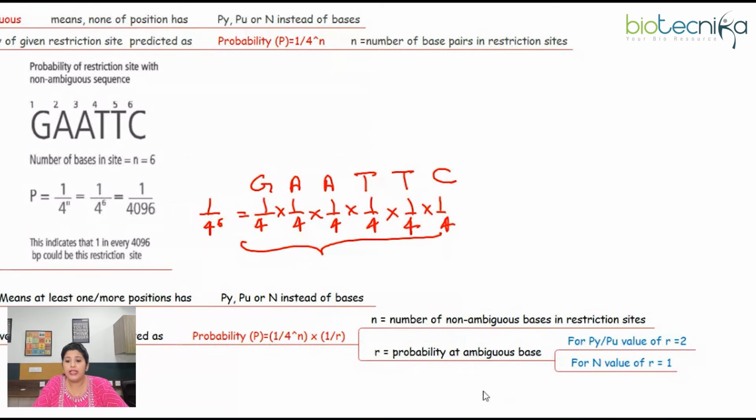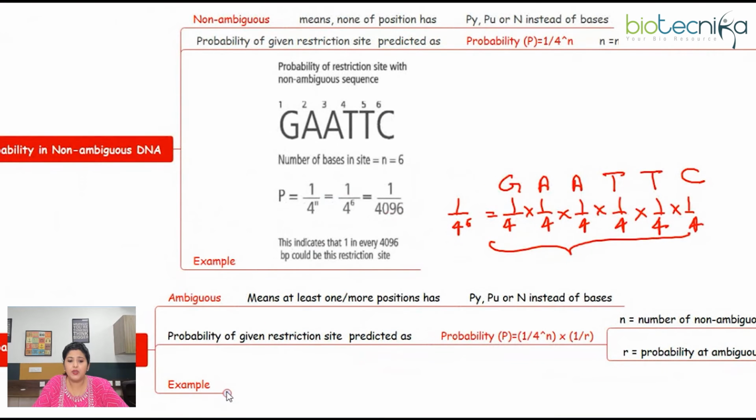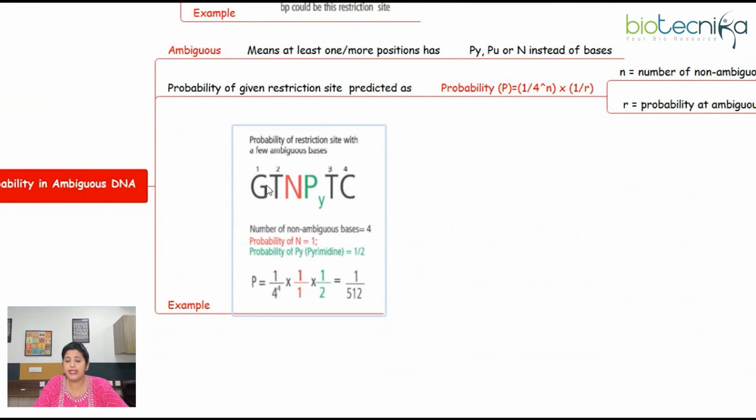Now, please note that for purine and pyrimidine, the value of R will always be 2, as I explained earlier. And for N, the value of R will always be 1. So further, to understand it in detail, let's consider an example. So this is a sequence G, T, N, and you can see N means any nucleotide. And then pyrimidine, so it can be cytosine or thymine. Then again, you have thymine and then cytosine, right?